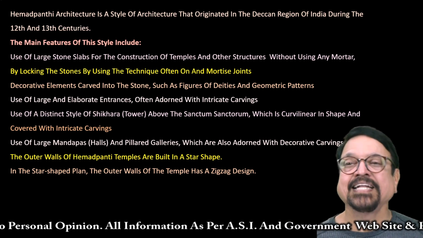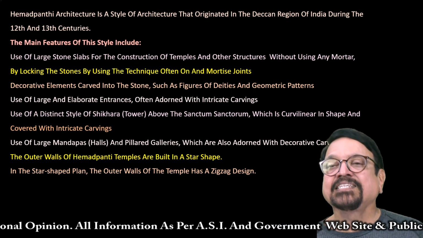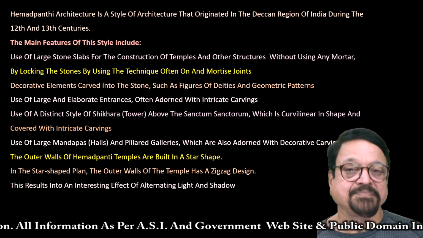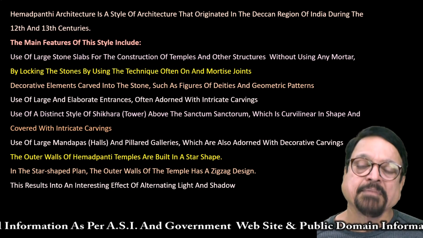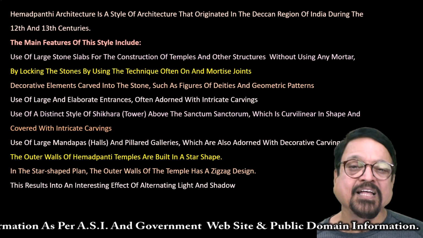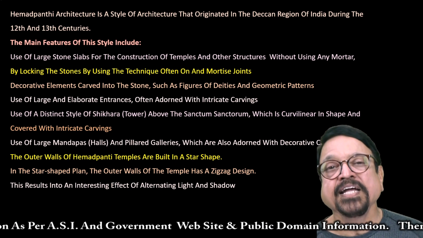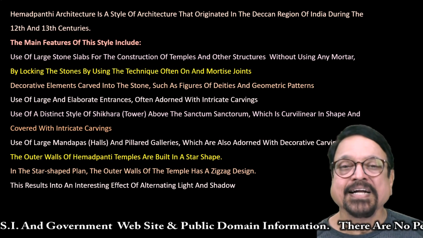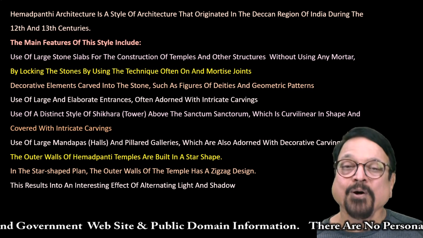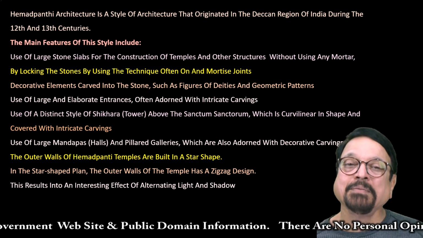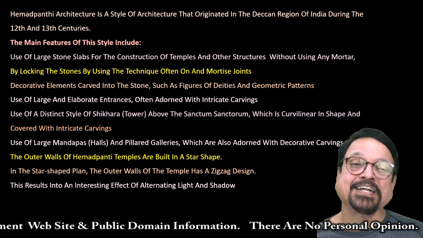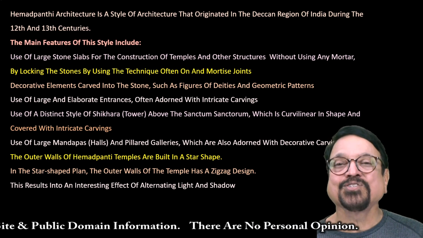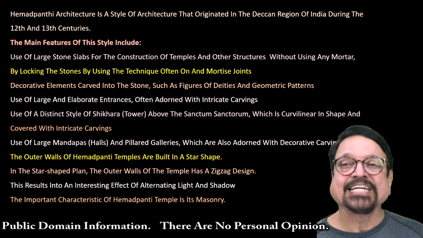Here also it is taken in the same way. In the star shaped plan, the outer wall of the temple has a zigzag design. Now whether the Hemadpanthi style has gone into the Hoysala or the Hoysala has been transferred to the Hemadpanthi style is a matter of debate, and the important fact is both have complemented each other to give us wonderful temples. The result is two interesting effects of alternating light and shades.